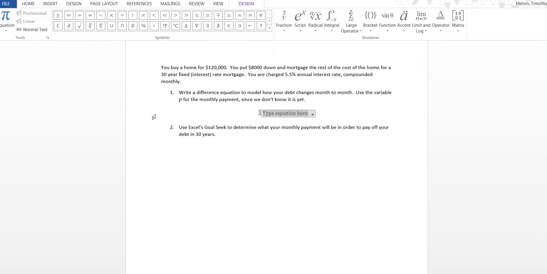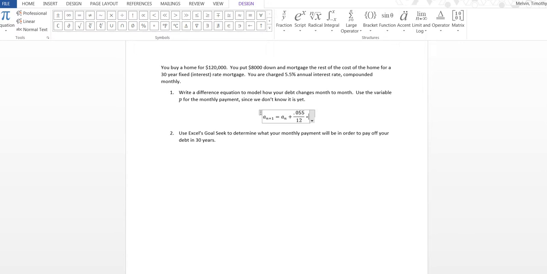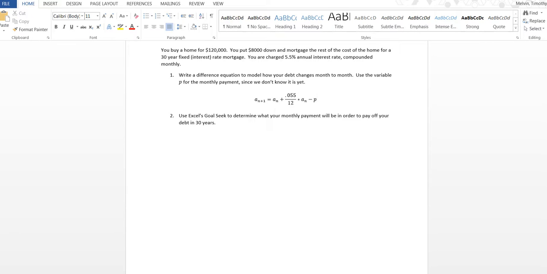An equation box opens up. I type A subscript (n+1), and click the space bar, level subscript, that equals A sub n plus 0.055 over 12 times A sub n, minus P. So I've got my previous month's balance, A_n, plus the interest on the previous month's balance, minus the monthly payment. And we'll see how the debt changes over time.